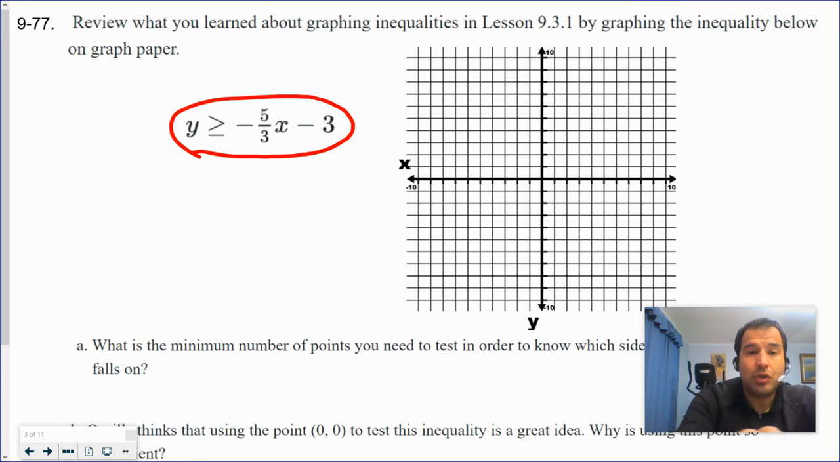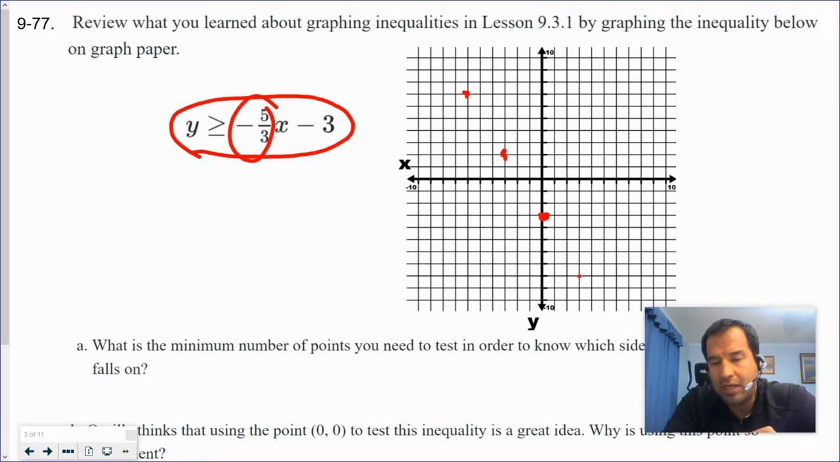Let's compare. So the y-intercept is -3, so that would go right there. And then slope, rise over run, -5 over 3. So I would go down 5, 1, 2, 3, 4, 5, and over 3. That would give me a point right there. And then 1, 2, 3, point right there. And then 1, 2, 3, 1, 2, 3, 4, 5, point right there. All right, there are my points.